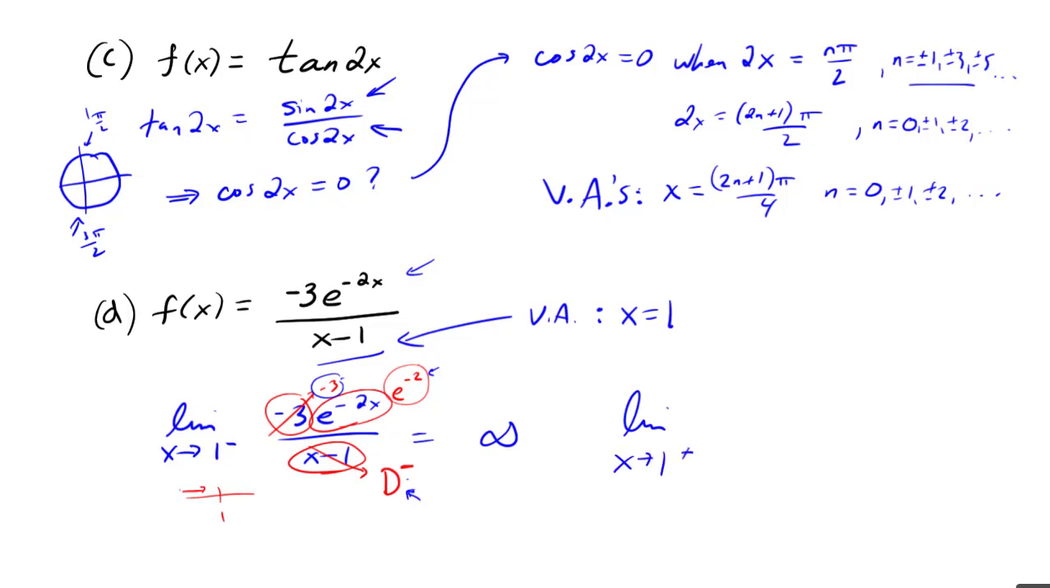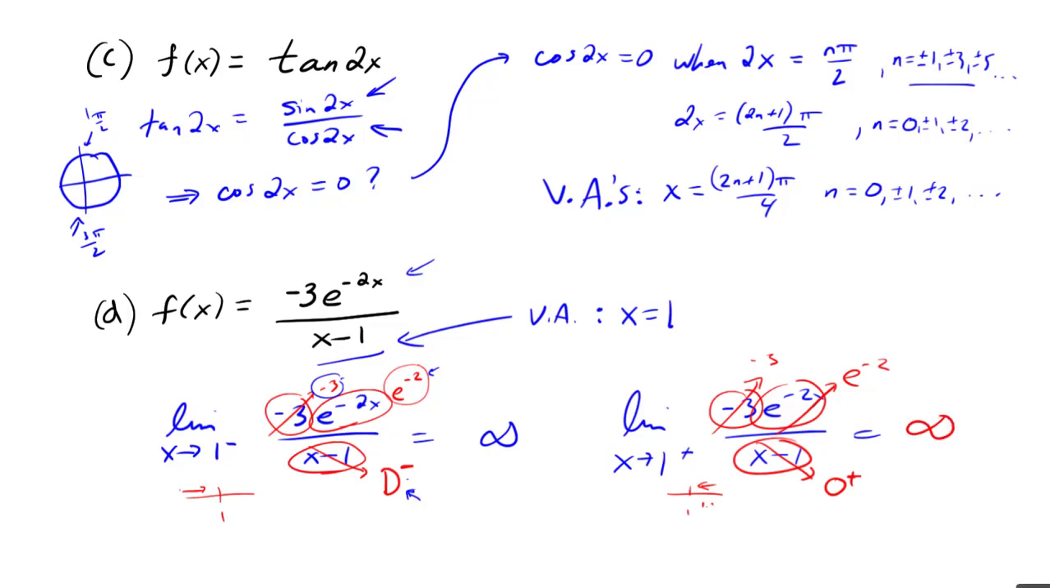Let's go the other way, from the right. All right. Negative 3 still goes to negative 3. E to the minus 2x still goes to e to the minus 2. X minus 1 still goes to 0, but this time when I'm coming to 1 from the right, think like 1.1, I'm going to be left with little positive amounts. So now I have a numerator that's going to a non-zero constant and the denominator that's going to 0, that's an infinity. And I have a negative, a positive, and a positive. I have one negative. That's going to leave me negative infinity.